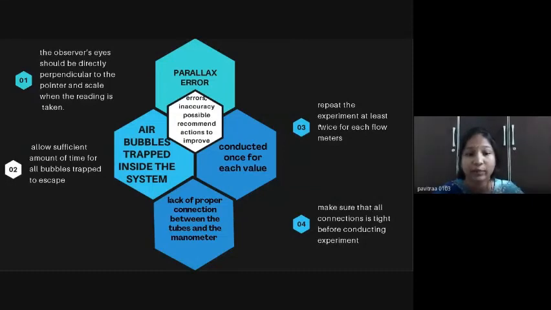If errors happen in the experiment, for sure there are always modifications that can be made so that these mistakes can be kept to a minimum. Firstly, the observer's eye should be directly perpendicular to the pointer and scale when the reading is taken to avoid parallax error. Next, allow a sufficient amount of time for all trapped bubbles to escape from the system. Thirdly, the experiment should be repeated at least twice for each flow meter. This is to ensure that we get an average reading of the rotameter and multi-tube manometer. In addition, the lab manual should be read by students before entering the lab and conducting the experiment.